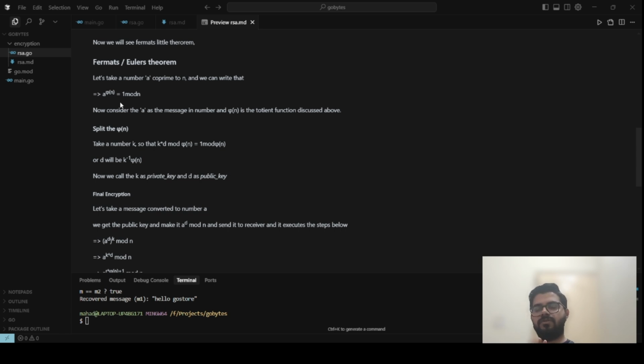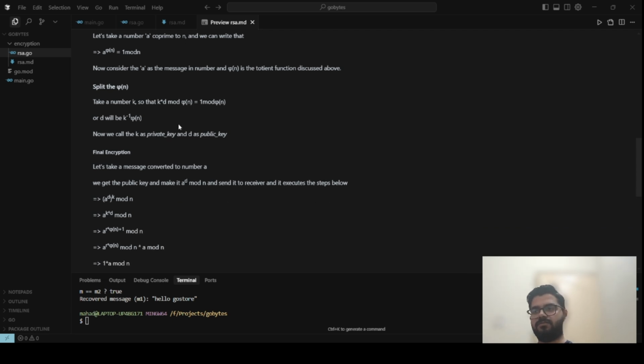So eventually what we are expecting is that we need two numbers, which we call the private and public keys. So k times d, those are the variables that I chose. I think it differs from the standards, so probably check the standards. e and d are usually used, and so e times d mod phi of n equals 1 mod n. So what does this mean?